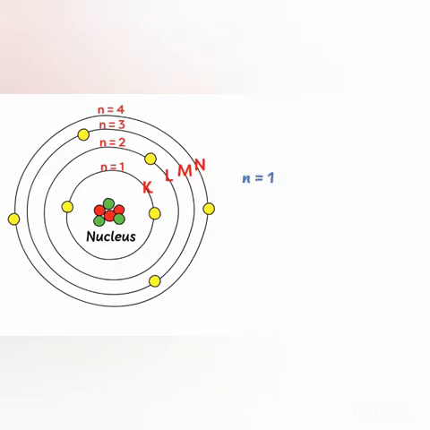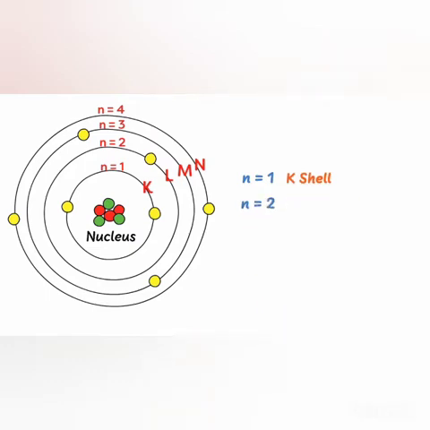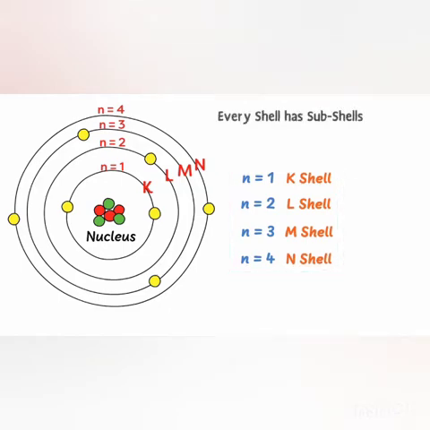So N is equal to 1 is represented as K shell. N is equal to 2 is represented as L shell. N is equal to 3 is represented as M shell, and N is equal to 4 is represented as N shell. Here we know the electrons are filled in circular orbits. This circular orbit is the main energy level.